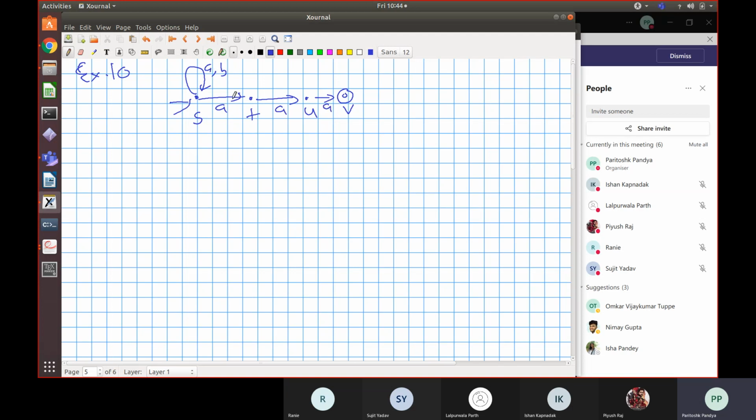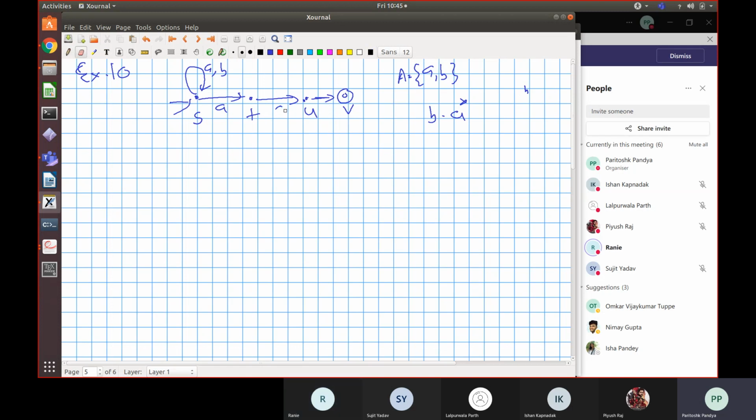So what is the language recognized by this, Rani? Alphabet is AB. Sir, B A star. B dot A star. No. B dot A star will also have the word B only in it. But B is rejected by this, right? Because the only run on B is you go from S to S, and that doesn't take you to the final state V. V is the only final state.